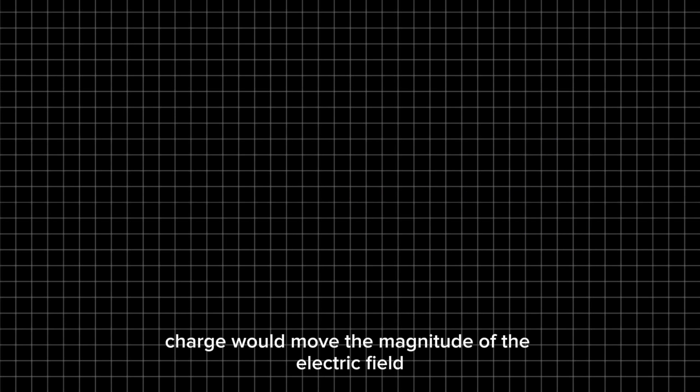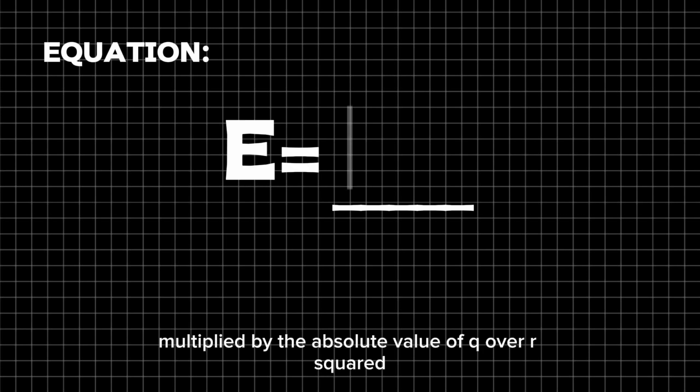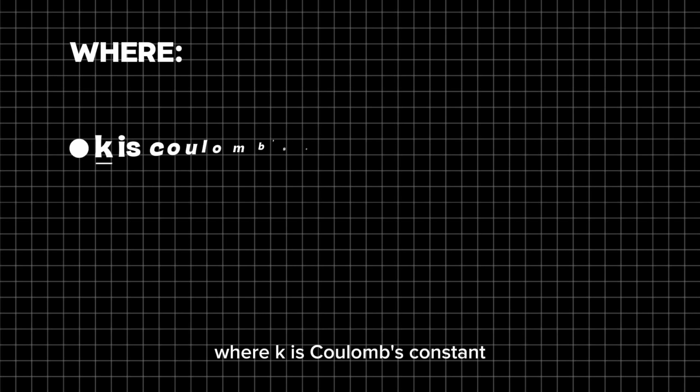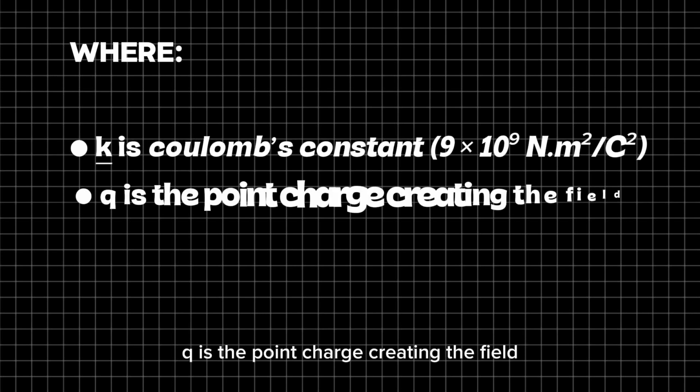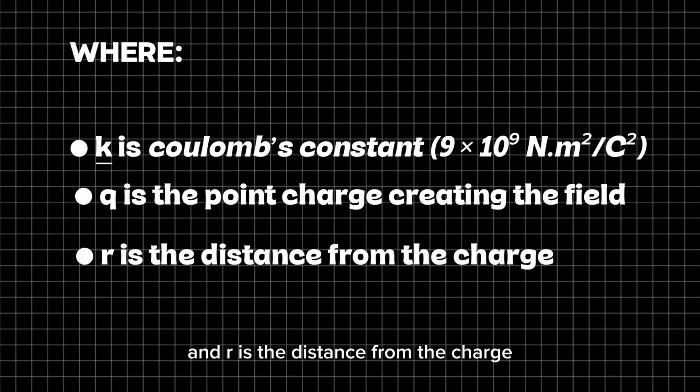The magnitude of the electric field created by a point charge is given by E is equal to K multiplied by the absolute value of Q over R squared, where K is Coulomb's constant, Q is the point charge creating the field, and R is the distance from the charge.